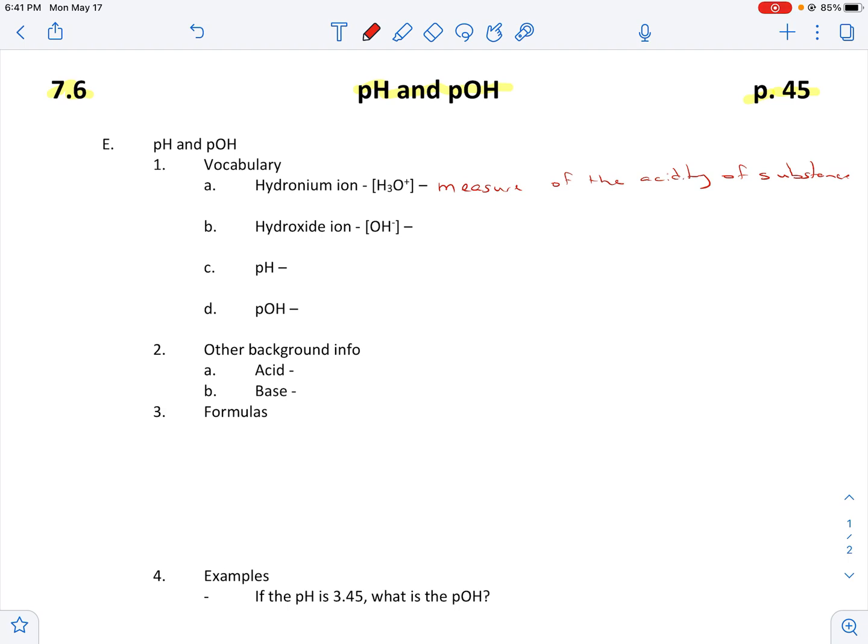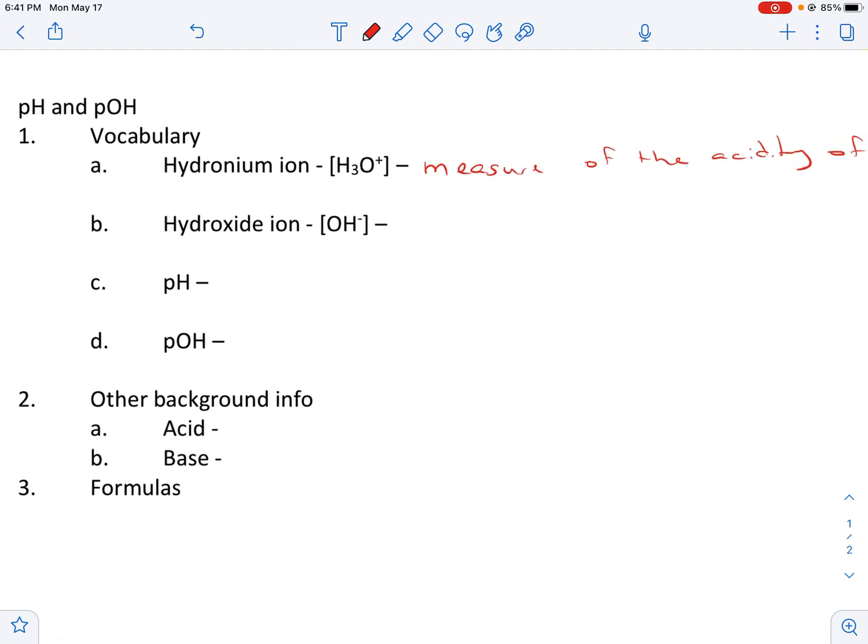All right. Then we've got our hydroxide ion, which is just the opposite, obviously. So hydronium was the measure of the acidity. This one is our measure of the base. So we're going to talk about how basic we have.